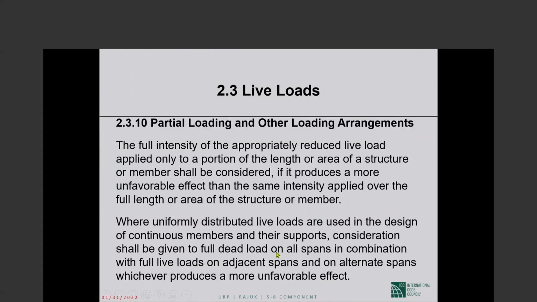Here, where uniformly distributed live loads are used in the design of continuous members and their supports, consideration shall be given to full dead loads on all spans in combination with full live loads on adjacent spans. That will give you the highest support moment, and on alternate spans, whichever produces a more unfavorable effect.